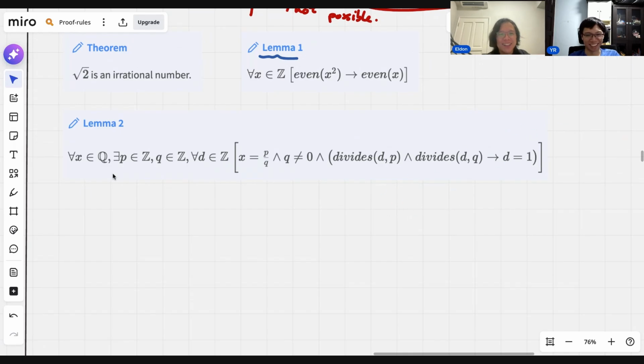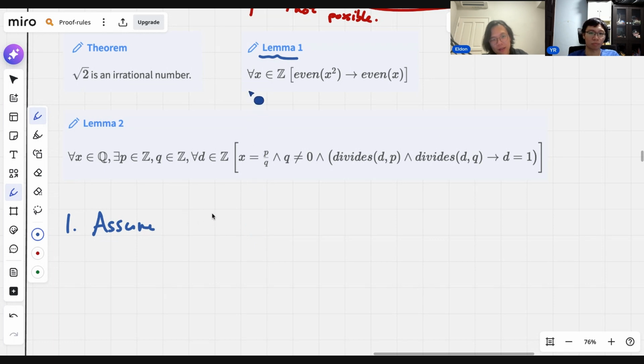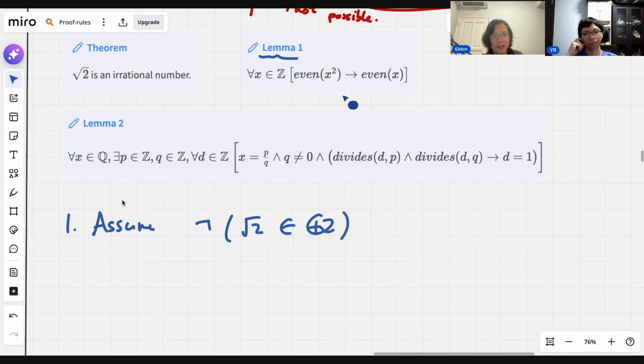Yes, let's get started. So I want to prove that root 2 is an irrational number. And so the first thing I'm gonna do is assume that root 2 is, well, okay, I guess I should write it this way. I'm gonna say assume not the case that root 2 is in Q. Oh wait, sorry. The initial statement is that root 2 is an irrational number.